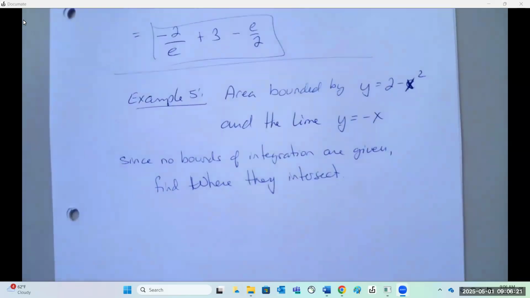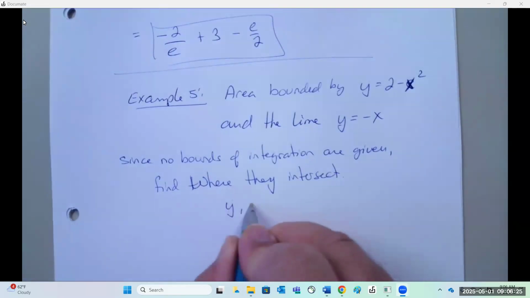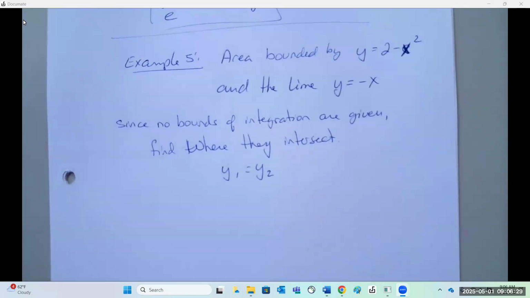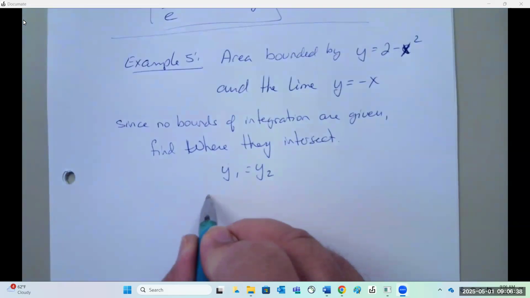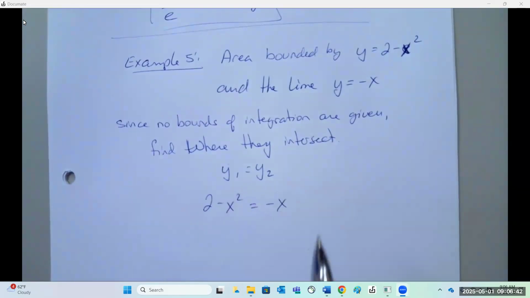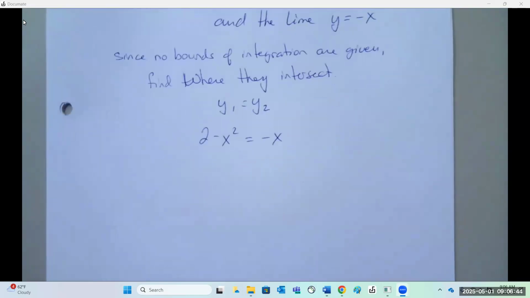Find where they intersect, where they cross. Set the two equations equal to each other and see where they are equal. Those will be your bounds of integration. Why? Because then you know you'll have one above the other. So you have 2 minus x squared equals negative x.